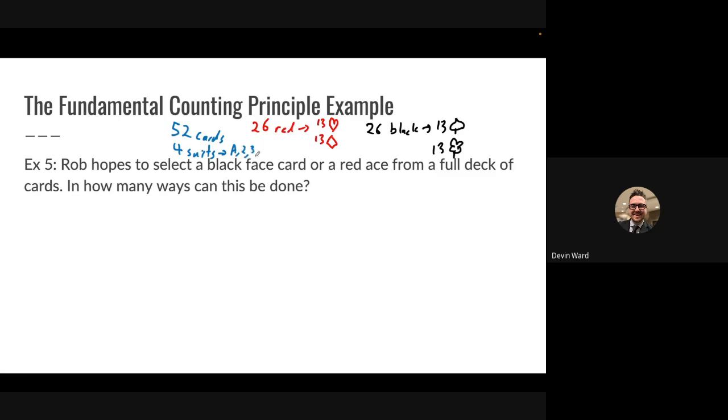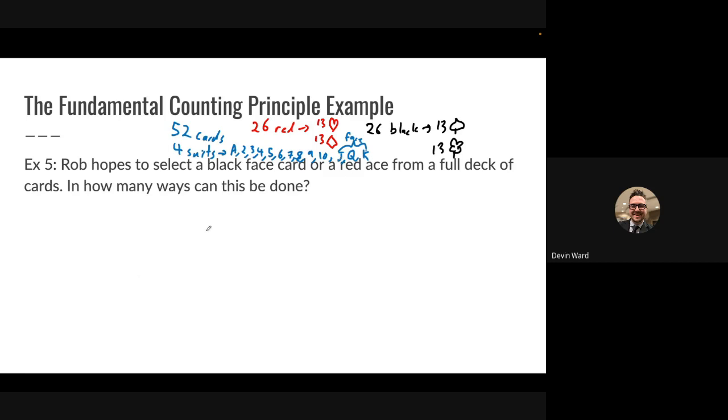2, 3, 4, 5, 6, 7, 8, 9, 10. And then we have the jack, the queen, and then king. My pen went faster than my mouth did there. Jack, queen, king. And these 3 are considered face cards, because they have the face of a jack, face of a queen, and face of a king.